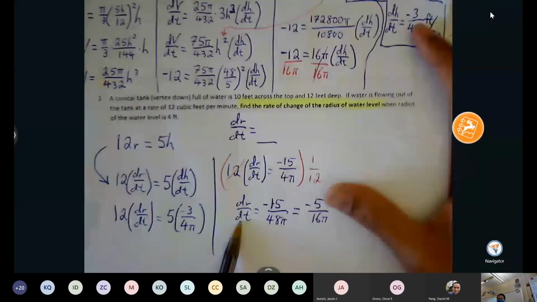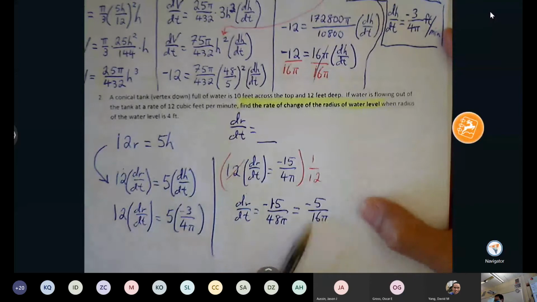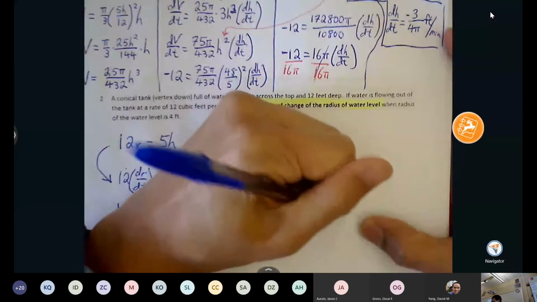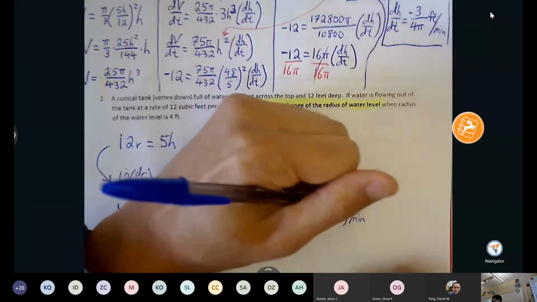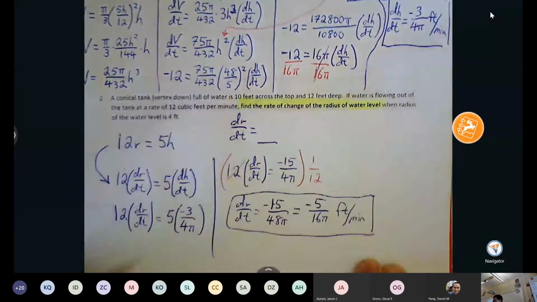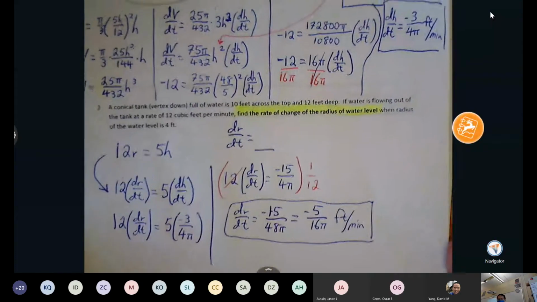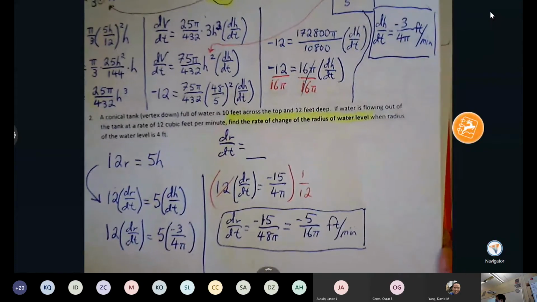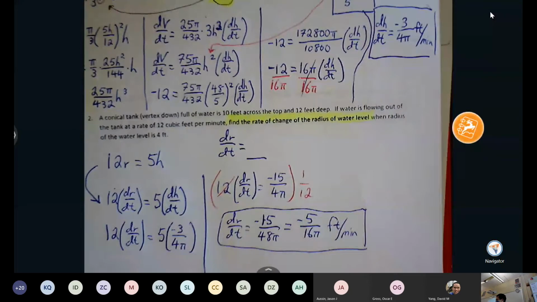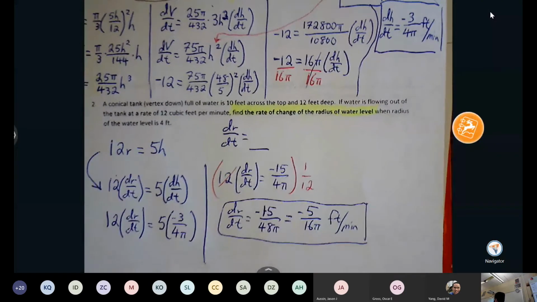dr dt, dh dt, these are both one-dimensional units, so still feet per minute. Still negative, right? Height is dropping, radius is decreasing, so the signs make sense. Okay, any questions?